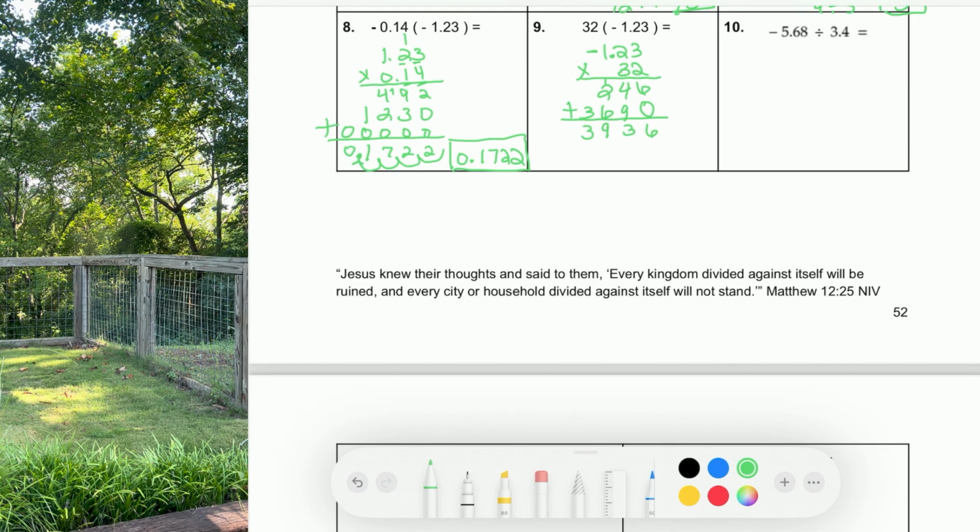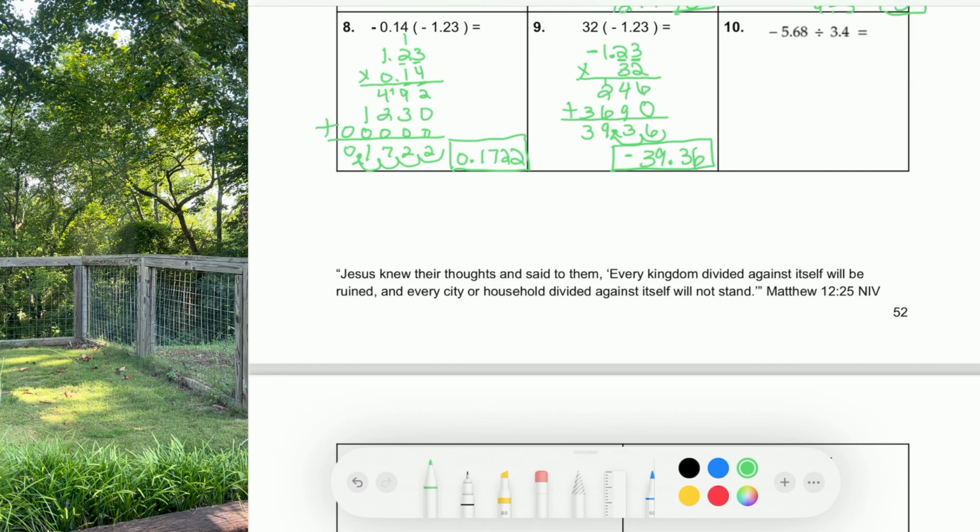All right, count my placeholder, my decimal places. I have 2. So I'm going to go 1, 2. I have 39.36. Looking back at the original problem, I have a positive times a negative, so my answer is going to be negative.